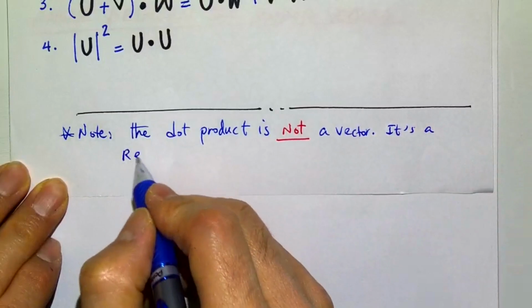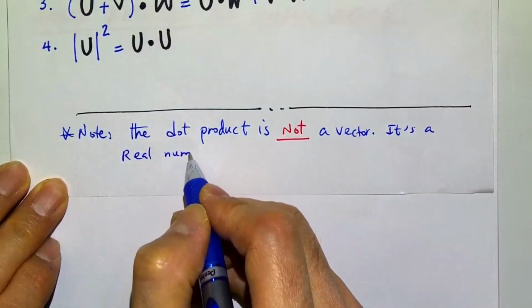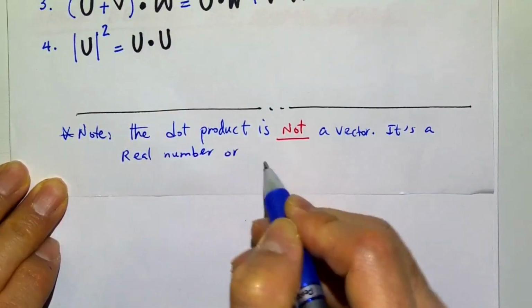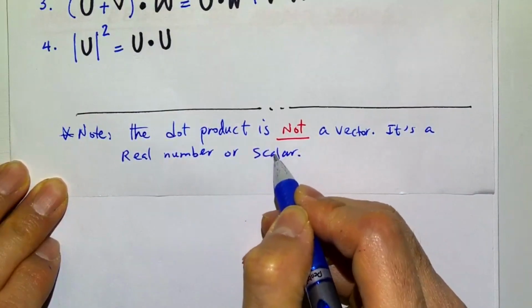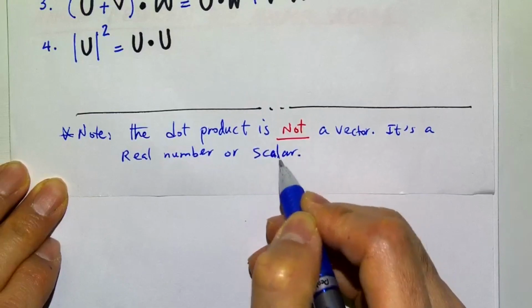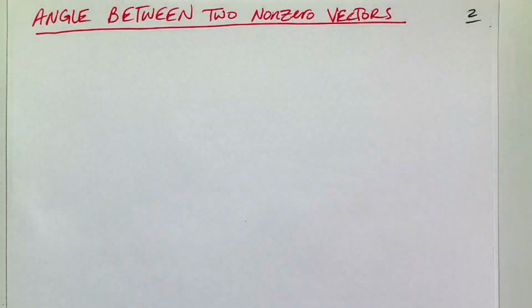It's a real number or a scalar. So I thought, because this is very important. Okay, I added that.